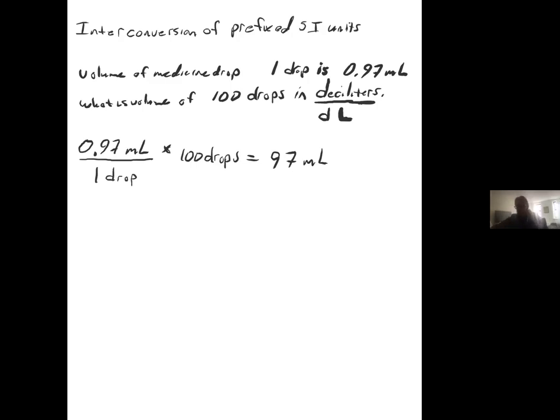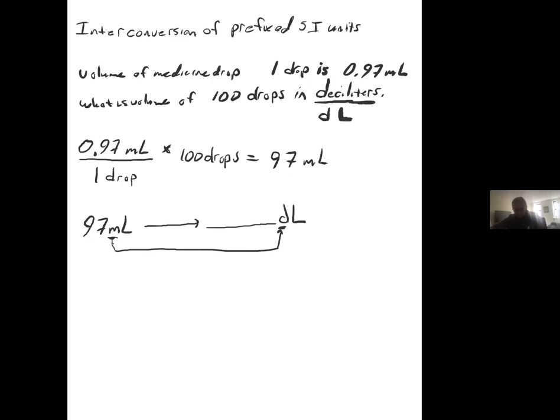Okay, now here's the next step. Now there's different approaches to this second part. It's 97 milliliters. They want the answer in deciliters. So they want us to convert milli to deci. And like I said, there's at least a couple of different ways to do that. So I'm going to show you one way, and by no means is this the only way to do it.